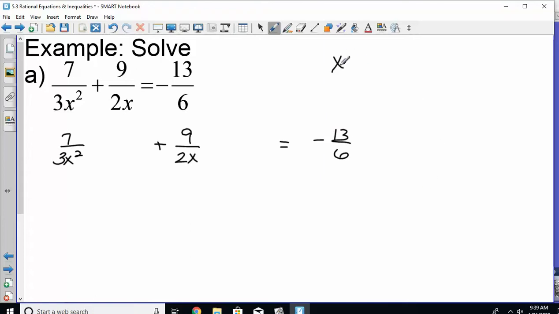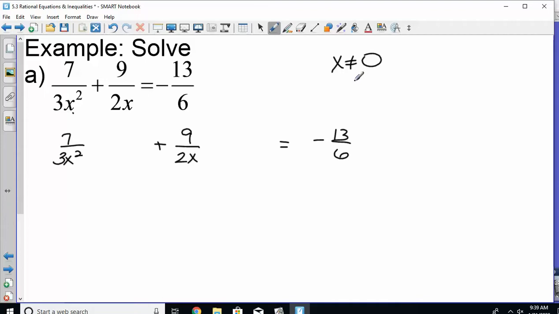What can x not be on this one? What would make 3x squared equal 0? 0. What makes 2x equal 0? 0. Can 6 ever equal 0? No. So 0 is the only thing x can't be.